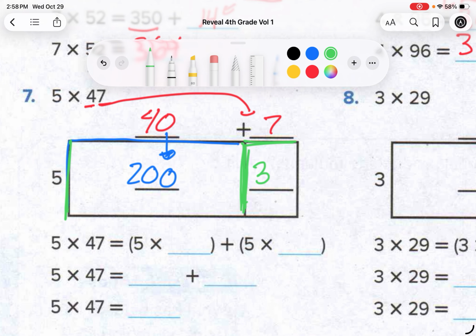5 times 7 is 35. Okay, now we're going to fill out. Well, again, we're just decomposing. 4 is 40, and 7 is 7 ones. What is 5 times 40?